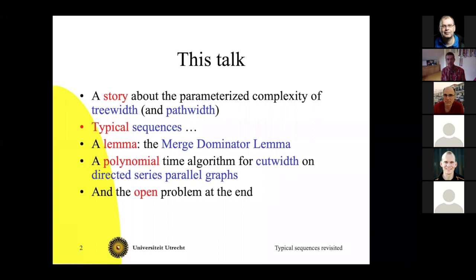And then there is something which we found when we discovered it, a surprising lemma, which is called the merge dominating lemma. This actually has some consequences, but one of them is that it gives a polynomial time algorithm for computing Cutwidth on directed acyclic graphs. And I'll tell you that at the end. And at the very end, there is the open problem.